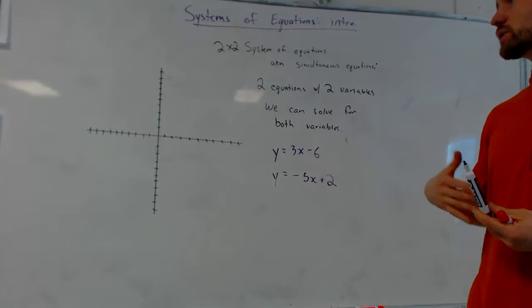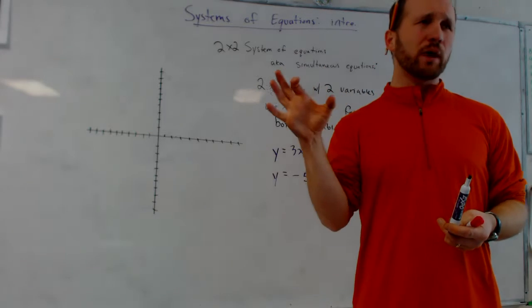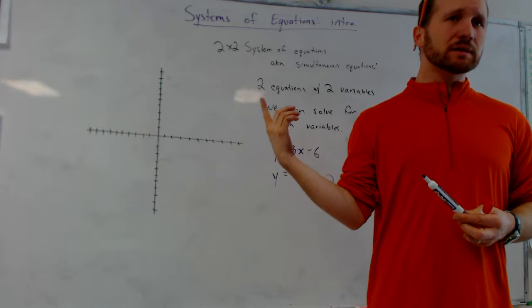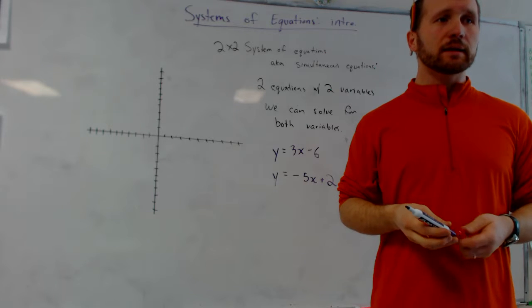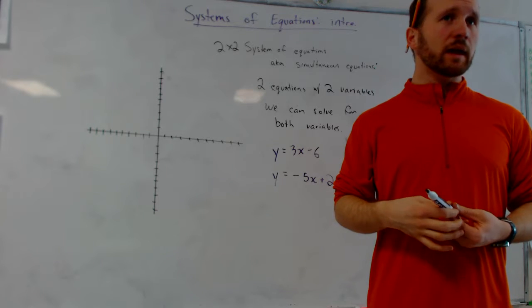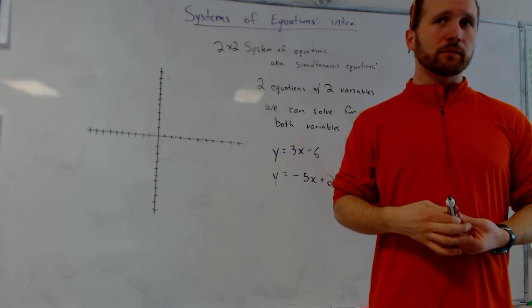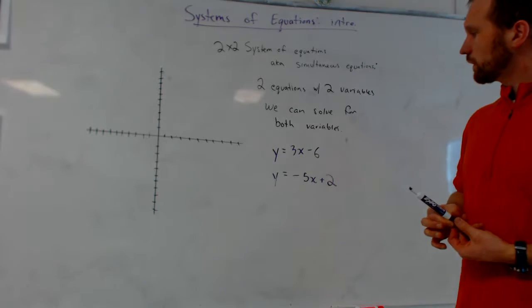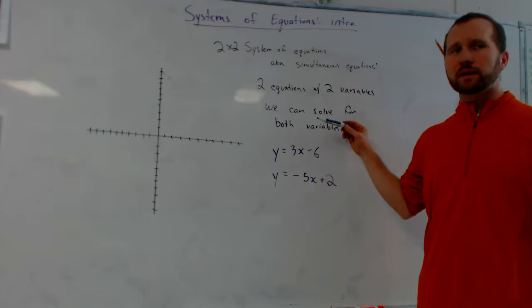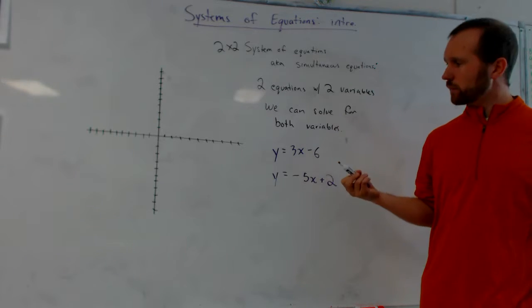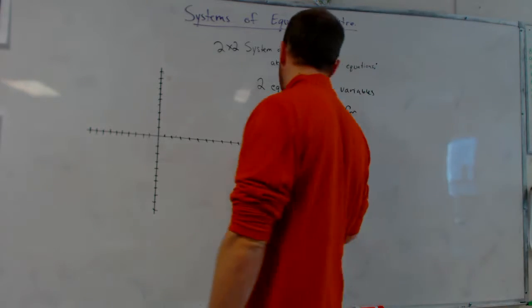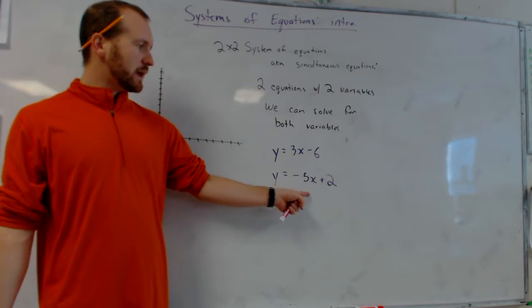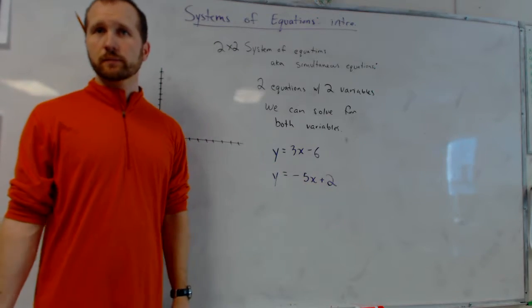Okay, and we will eventually look at some specific word problems that use systems of equations. You could actually use these to solve word problems we've already looked at. You could use them to solve age word problems, for example, if you wanted to. But for now, we're just going to look at the equation part of it. So I've written two equations on the board. y equals 3x minus 6 and y equals negative 5x plus 2.